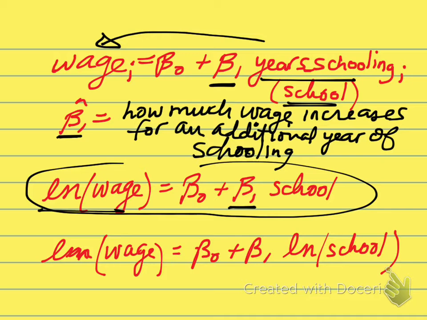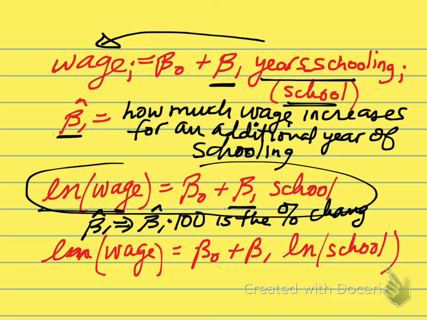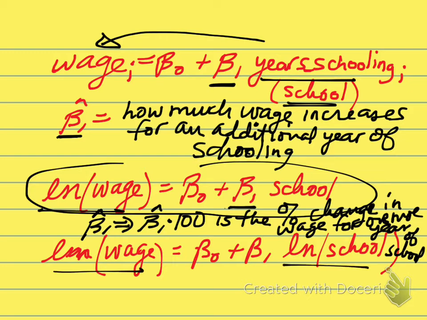So if you'll recall, we interpret beta 1 hat by saying beta 1 hat times 100 is the percent change in wages for one more year of schooling. Right? So that's if we have a log linear specification. What if we have the log-log specification? How do we interpret beta 1 hat?